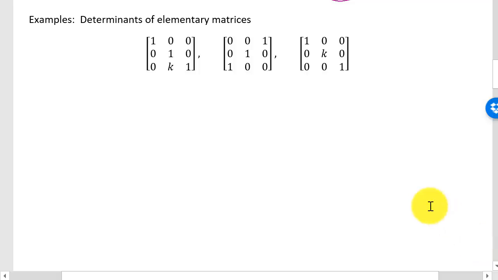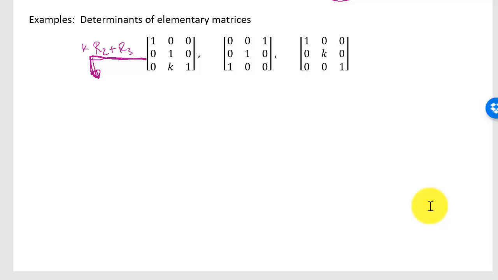Now one last piece of information in this section would be taking a look at determinants of elementary matrices. And so an elementary matrix, remember, are matrices that come from the identity matrix, and we perform an elementary row operation. So in this case, for example, what we did was from the identity matrix, we multiplied row 2 by k, and then we added it to row 3. And so that's the resulting matrix.